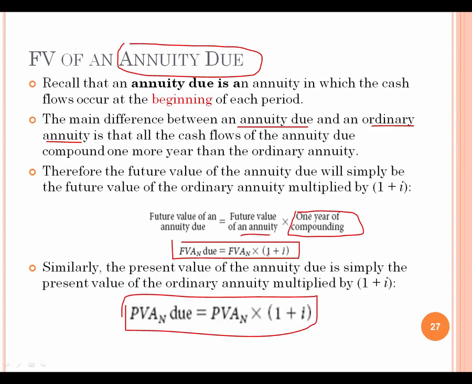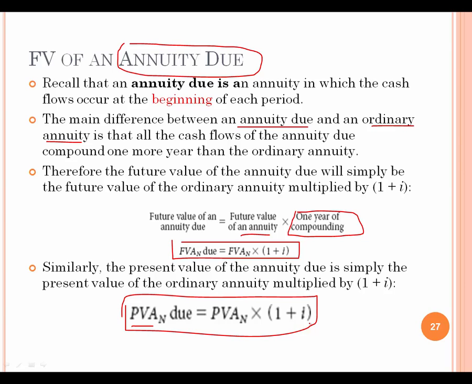And if you have the present value of an ordinary annuity, you can also multiply it by 1 plus I to get the present value of the annuity due. Now, what do I mean by matching? If you have an annuity due and an ordinary annuity that have the same payment amount, the same number of years, or say the same number of payments, and the same interest rate, you can say they are matching.